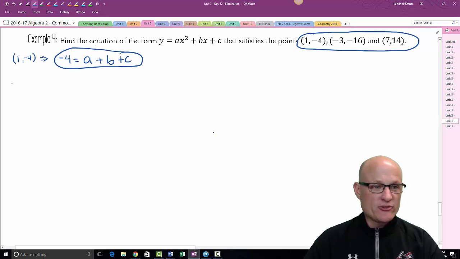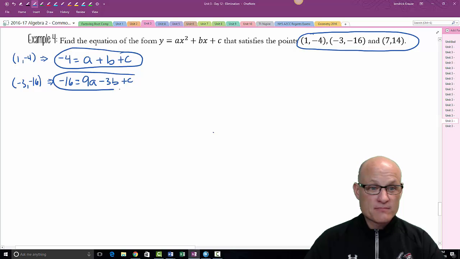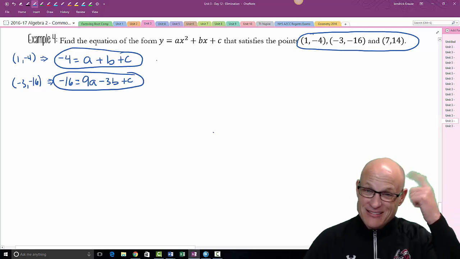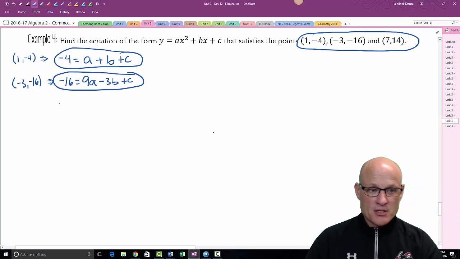My second equation is negative 3, negative 16. So in y, here I'm going to plug in negative 16. Negative 3 squared is 9, so this becomes 9a. Negative 3 times b is minus 3b plus c. Now I'm doing the same thing I did before, but I'm using the gray matter.